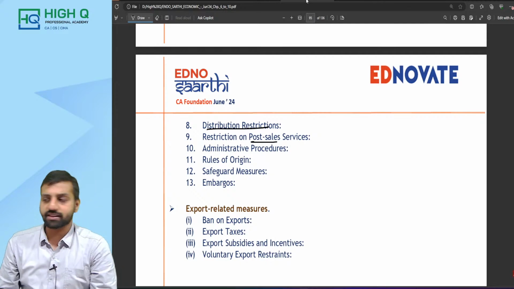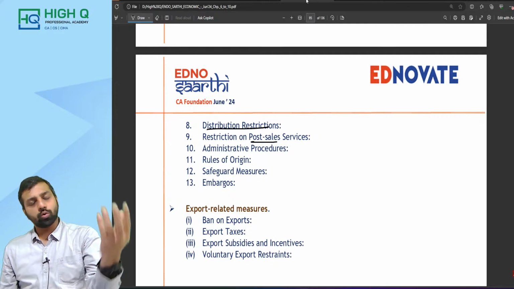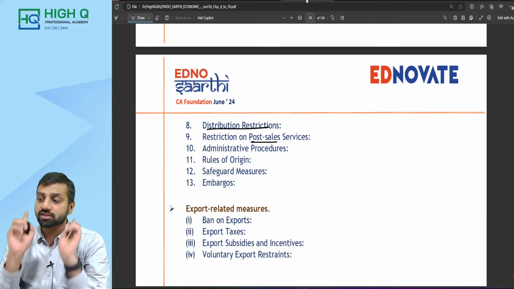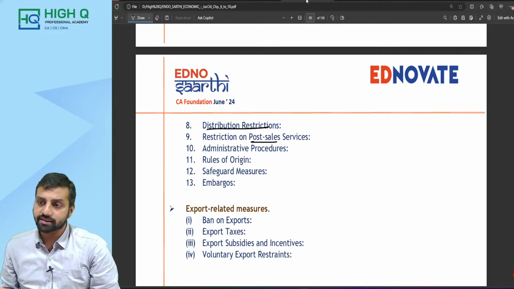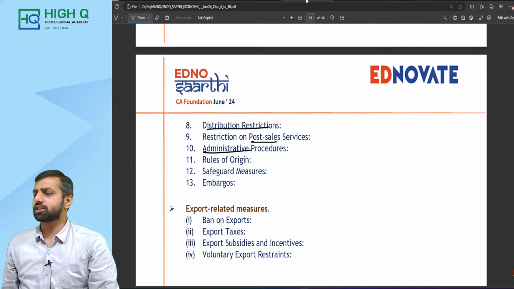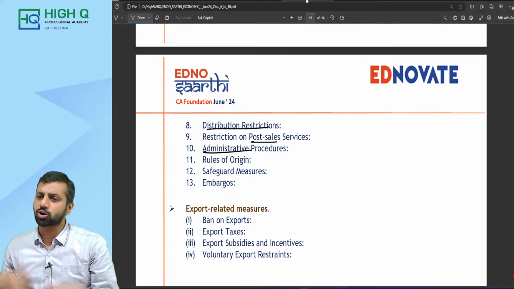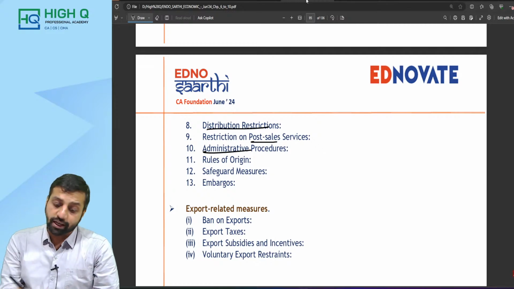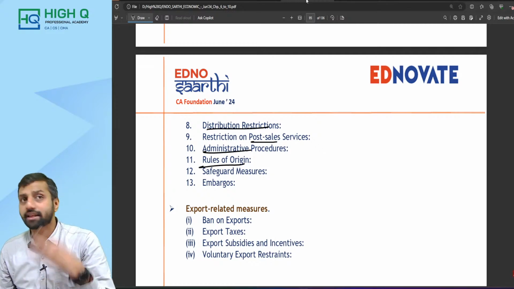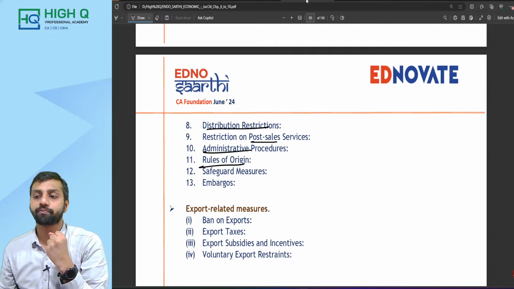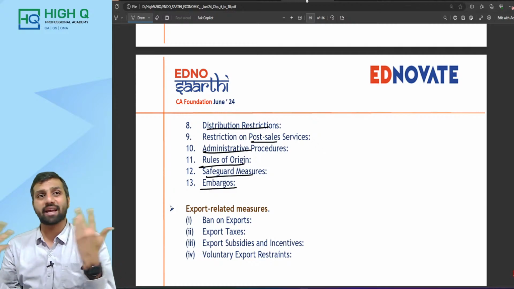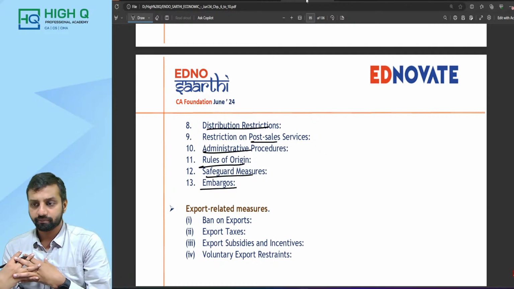Post sale services. So you can purchase a product of Sony, Apple, Samsung, but the post sale service will be provided only by Indians. There can be administrative procedures, giving a lot of paperwork. Automatically, you will discourage imports. We need to find the rule of origin. Where is the product originated from? There can be certain safeguard measures, embargoes. Embargoes means a complete ban.